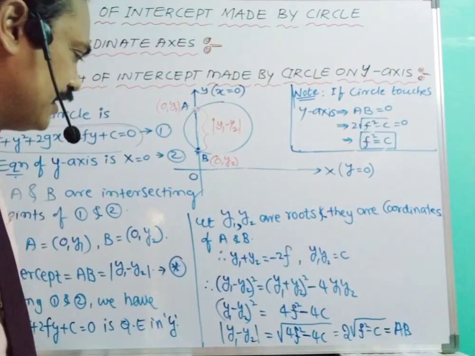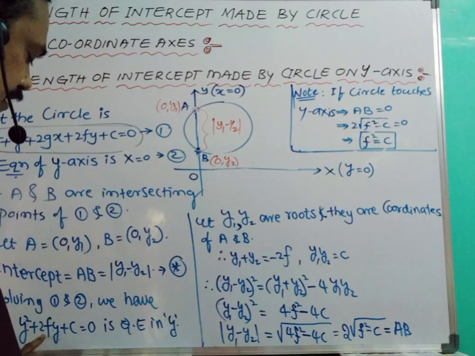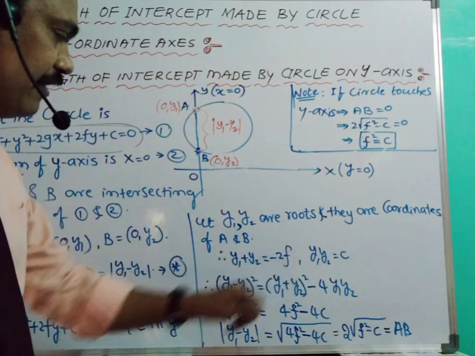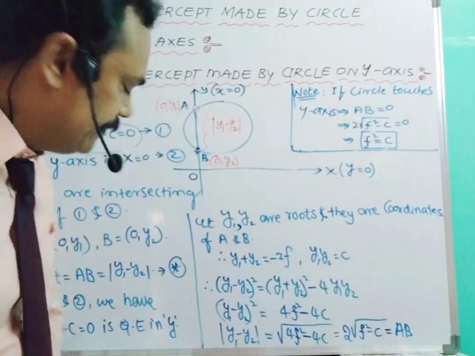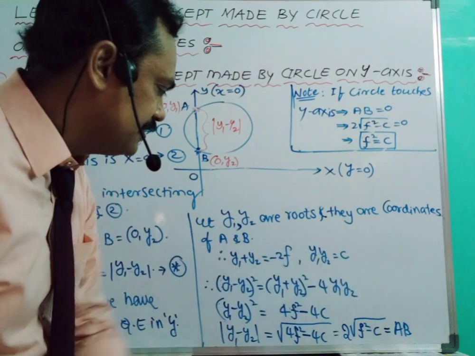Sum of the roots equals minus b by a, minus of b is the y coefficient 2f, by a means y square coefficient 1, so minus 2f by 1. Product of the roots is c by a, c is constant and y square coefficient is 1, c by 1 means c itself.